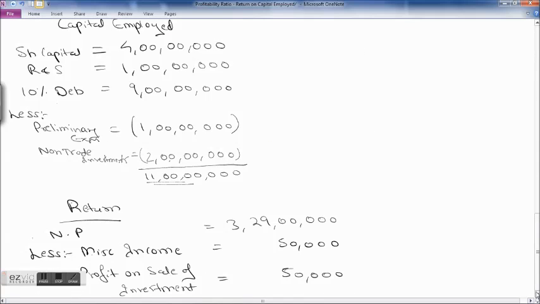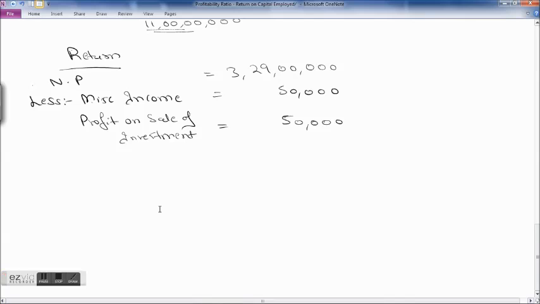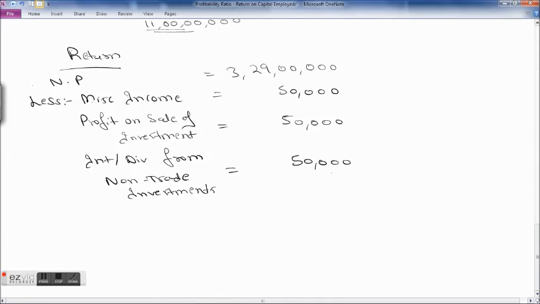So less interest and dividend from non-trade investments, how much is that? 50,000.